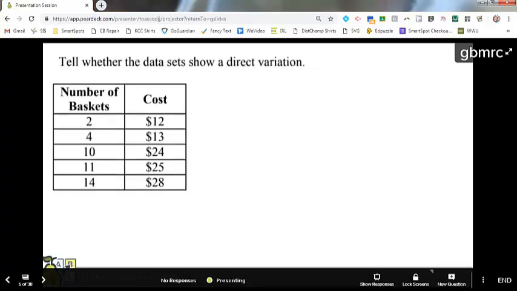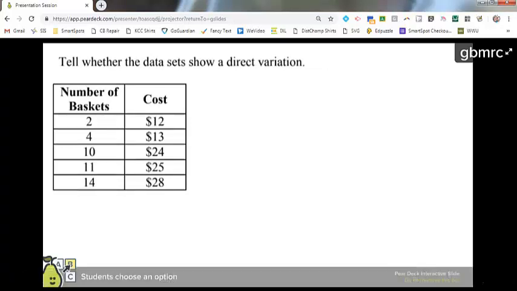Determine whether or not the data set shows direct variation. This should be a multiple choice. It either is or it isn't. You know how to check it: y divided by x. Make sure you're writing some of this stuff down. These questions directly correlate to what's on your review. So write down some notes so that you know what's going on in that review. Use it as an example.